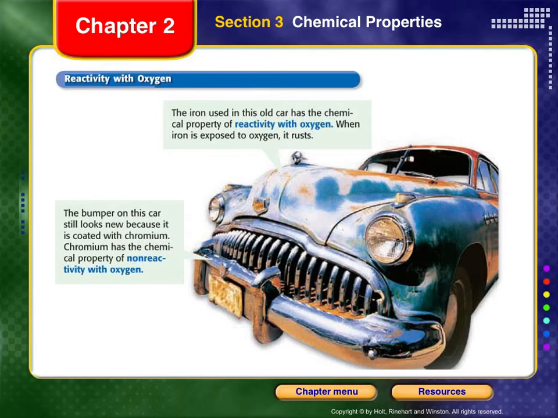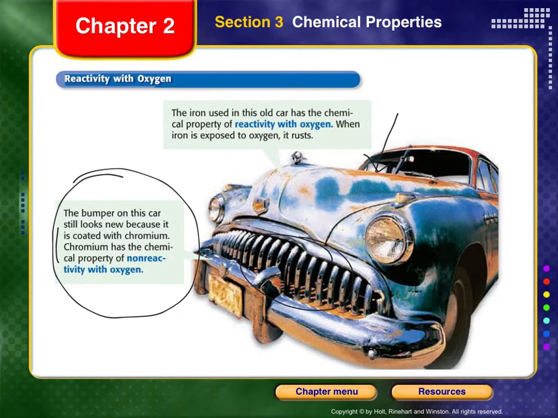If you can see the second area here, which I'll draw on. Whoa. Says the bumper on this car still looks new because it's plated with chromium. So chromium has a different chemical property causing it to have no reaction with oxygen. So you see the difference, right? You see the iron here, chromium here. Let me change this to a different color. Boom. Chromium here causes that to look brand new while this car has been sitting in the sun for who knows how many years exposed to the air.